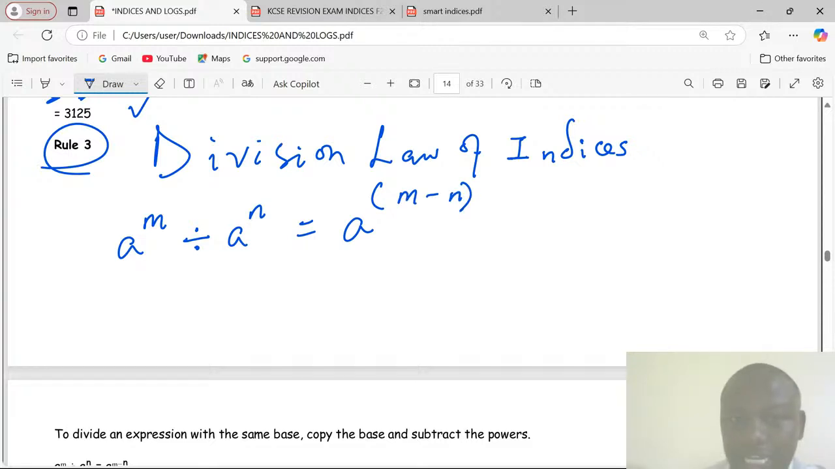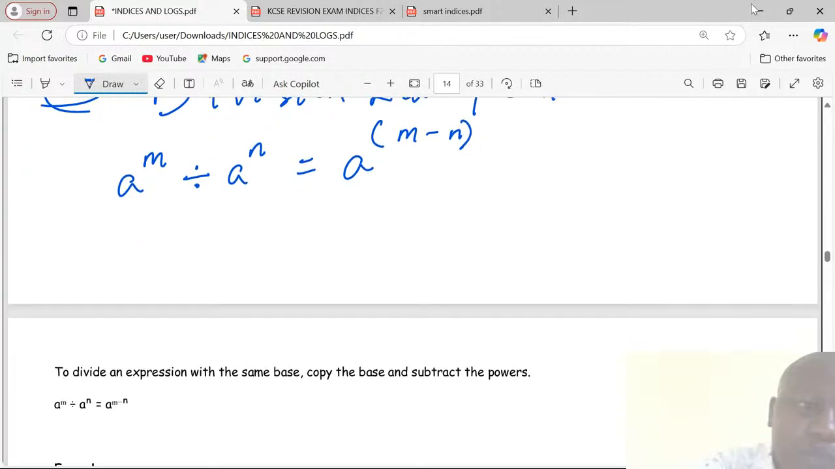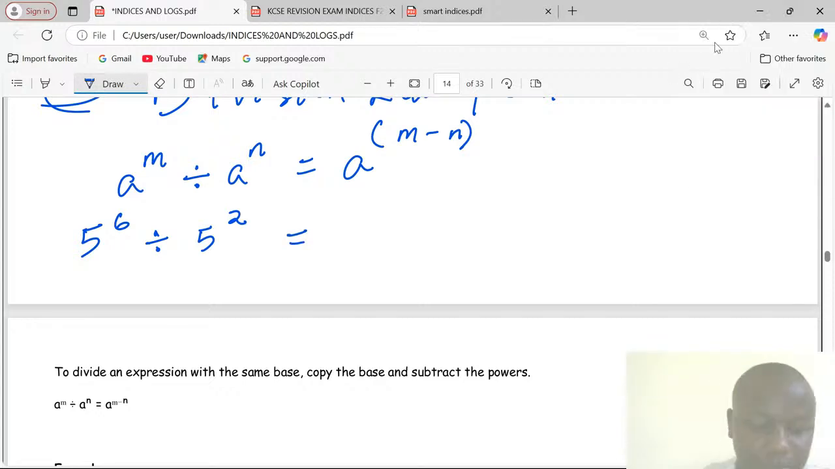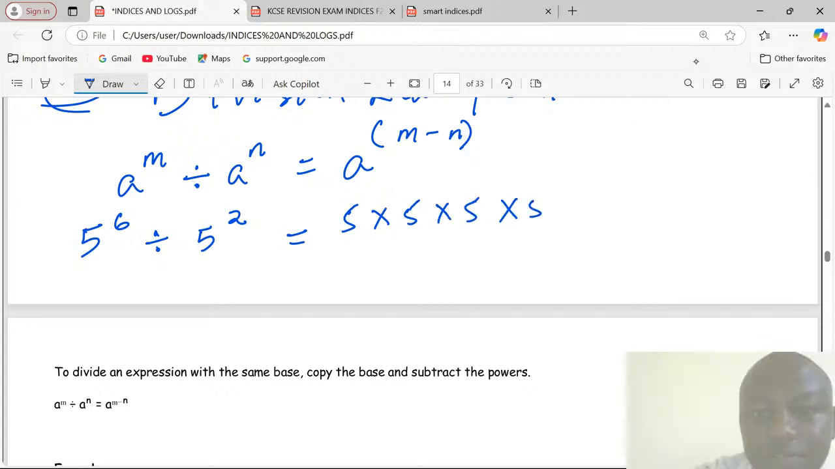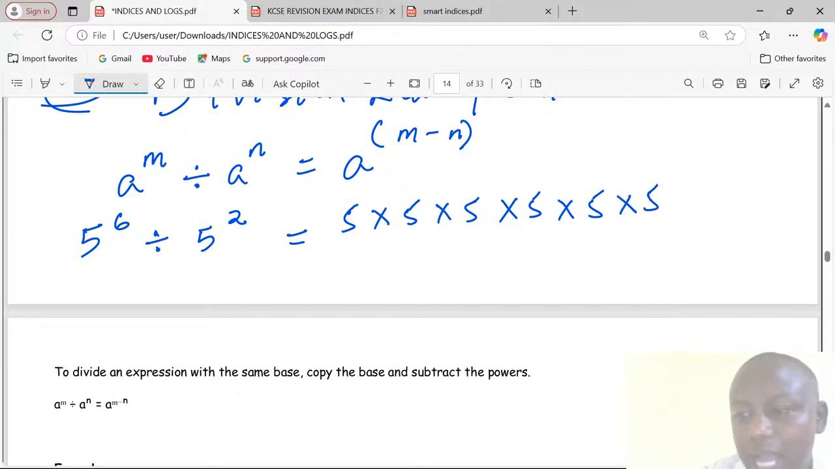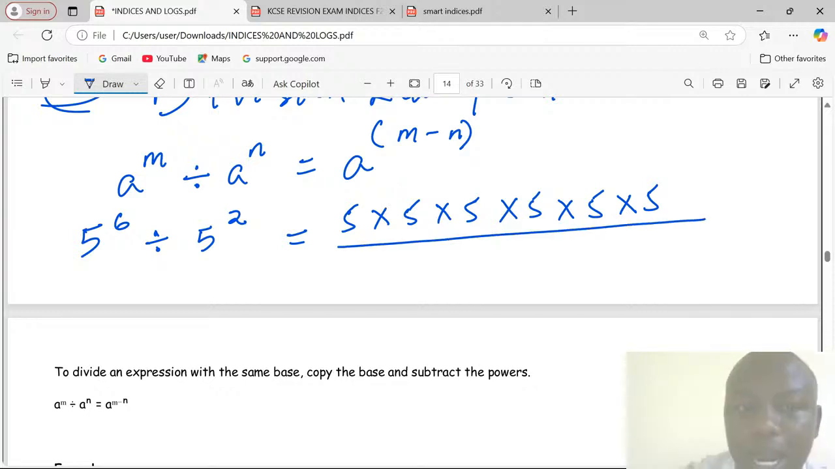Look at this illustration. You are told 5 power 6 divided by 5 power 2. This will easier be written. You can just write 5 power 6, which means 5 times itself 6 times. 5 times 5 times 5 times 5 times 5. Yeah, I believe those are 6 times now. Then this one is supposed to be divided by 5 power 2, which is 5 times 5, just 2 times.